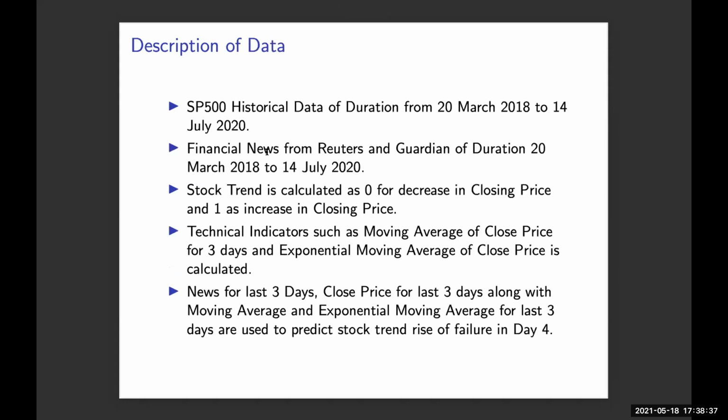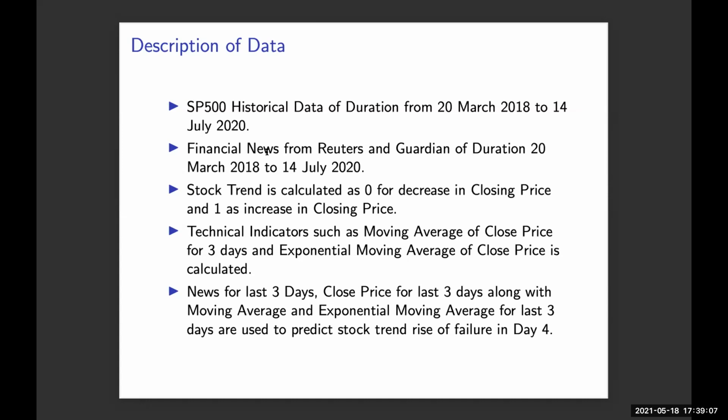So I used the S&P 500 historical data, which consists of its close price from 20th March 2018 to 14 July 2020, and financial news from Reuters and Guardian, which I combined for the same duration of 20th March 2018 to 14 July 2020. As I said, I denoted the trend as 0 if the price decreased, and 1 if it increased.